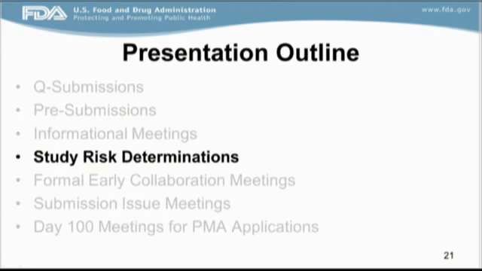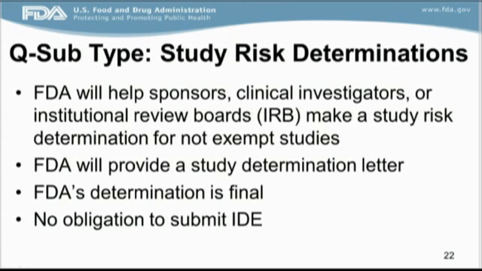Next, let us discuss study risk determination requests, which are also being tracked as Q subs. Sponsors of not exempt clinical studies are responsible for making the initial risk determination, but FDA is available to assist sponsors, clinical investigators, or institutional review boards, which are also referred to as IRBs, in making such a risk determination.